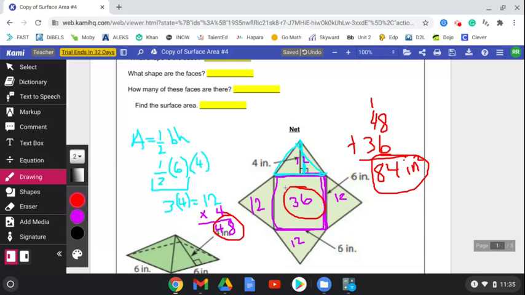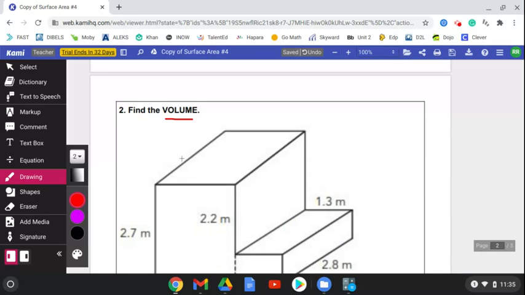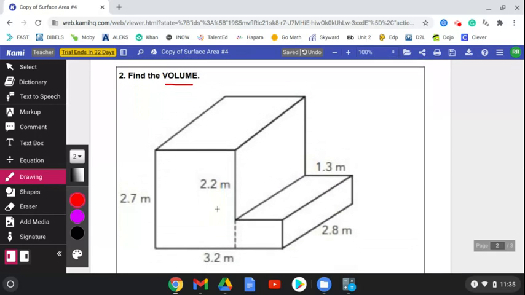Okay, number 2 here, we want the volume. Okay, so not surface area, but volume. And so as you can see here, we sort of have two prisms. We have the larger prism and the smaller prism. So let's first find the volume of the larger prism.